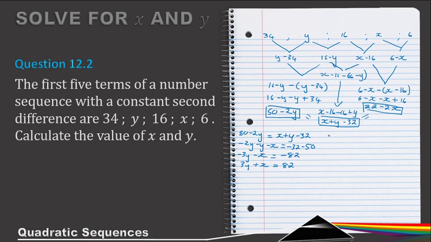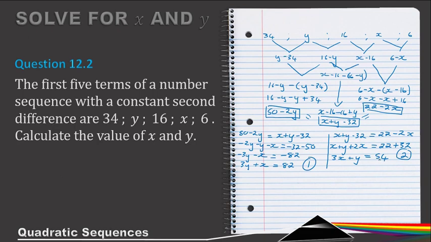Okay, and then for the other one, we'll have this equal to that. So x plus y minus 32 is equal to 22 minus 2x. Bring the variables to one side, so x plus y plus 2x equals 22 plus 32. And then we have 3x plus y equals 22 plus 32 is 54. Okay, so that's our first equation, and that is our second equation.